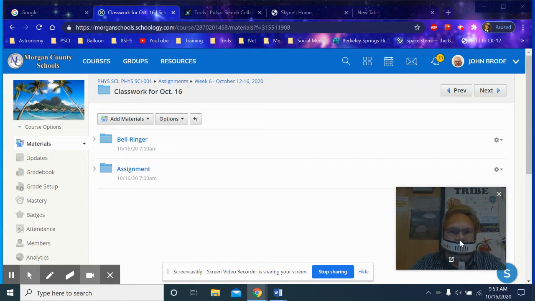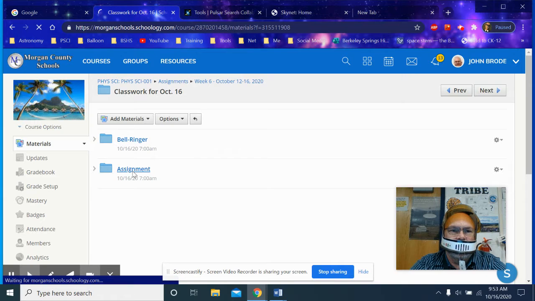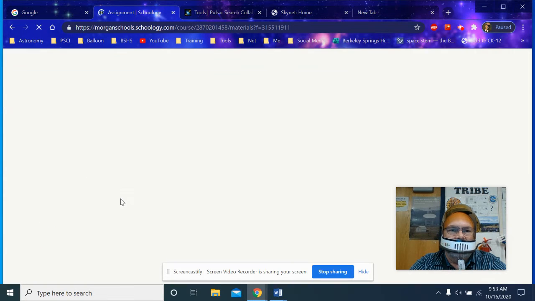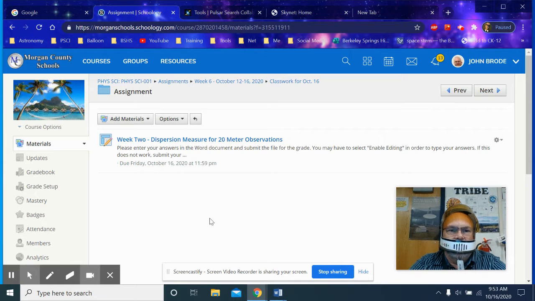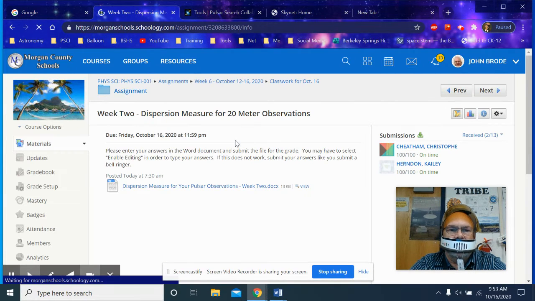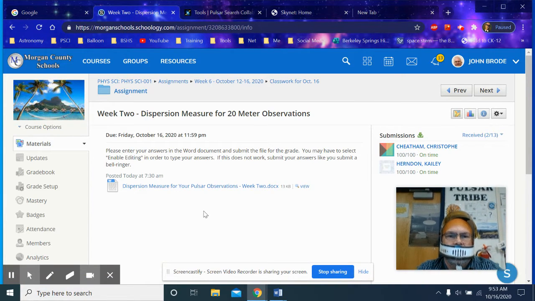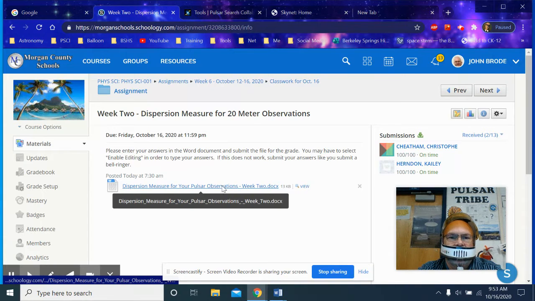If you go to today's assignment, October 16th, click on the assignment button. You'll see week 2 dispersion measure for the 20-meter observations that we did. So you're going to open that up. And there'll be a Word file in there that you need to open. It has all the directions.